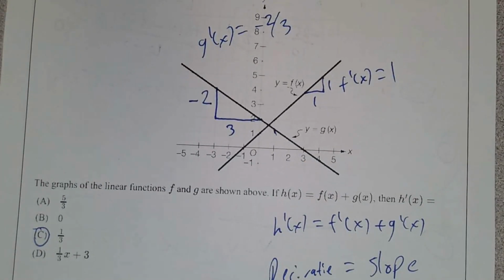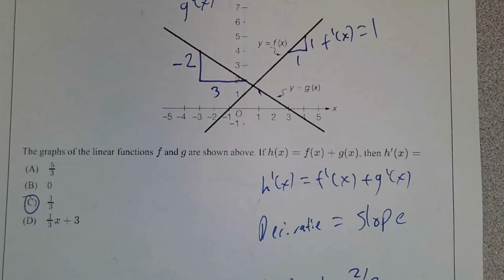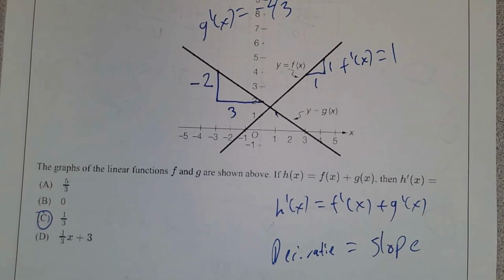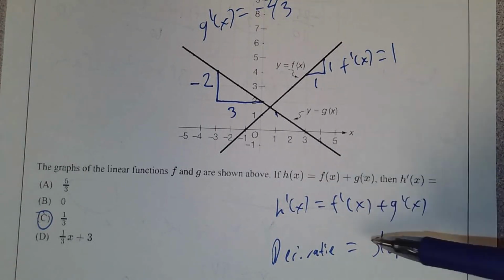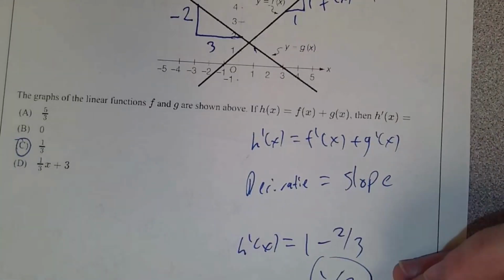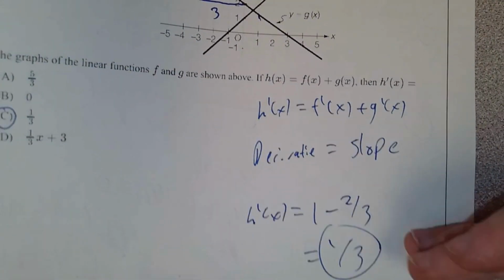So for this one, derivative means slope. So if you see a graph and it's asking for the derivative of something, you're going to need to do the rise over run of the slope of it, and that's where in this case you find the slope of each individually and then add them together, and that's how you got 1/3. Okay, moving on to number 6.